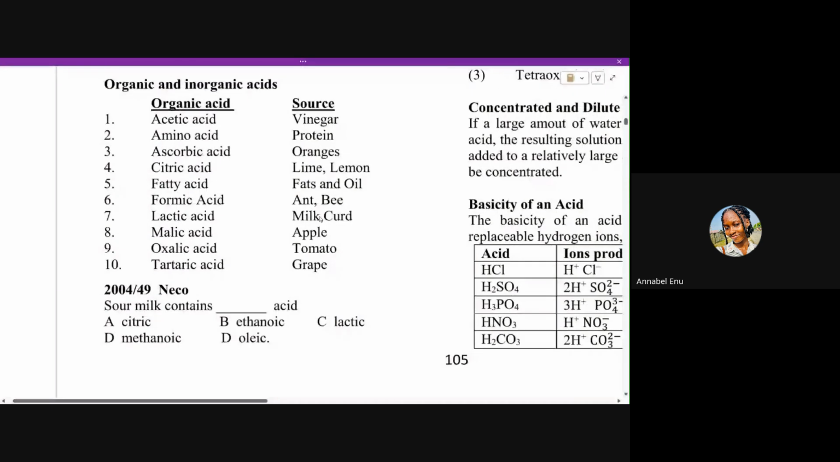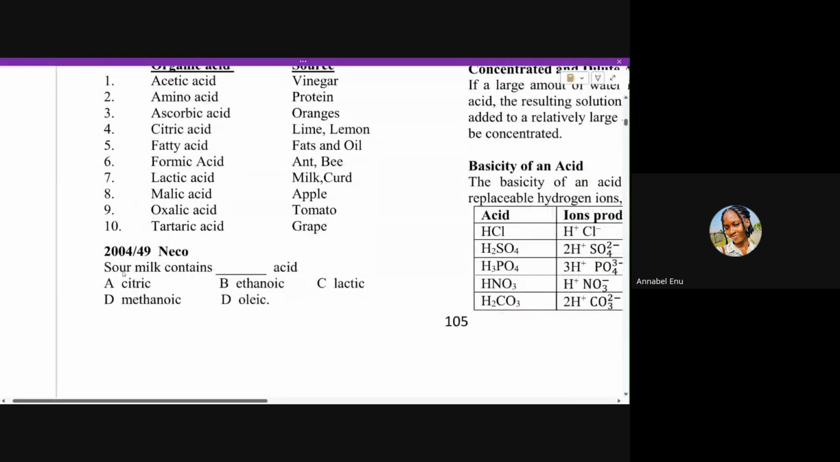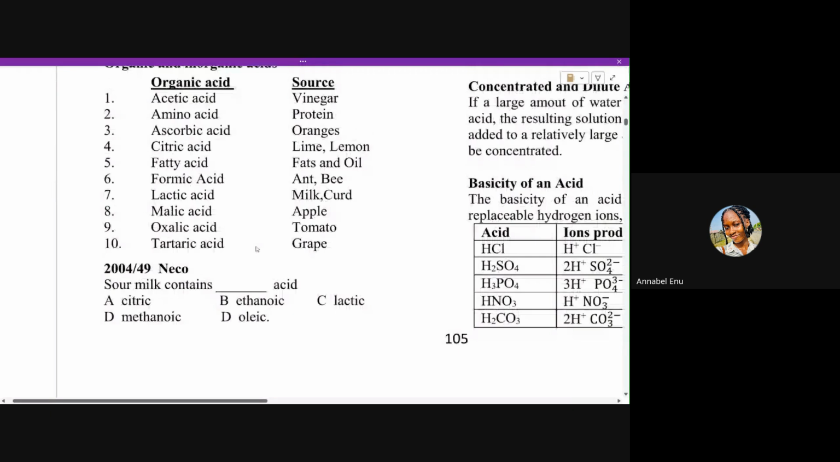So you can see from this question now, although this is a very old question, milk contains what type of acid? It is lactic. So when we hear anything lactic, it is another way of talking about milk. These are terms we can hear often in biology also.